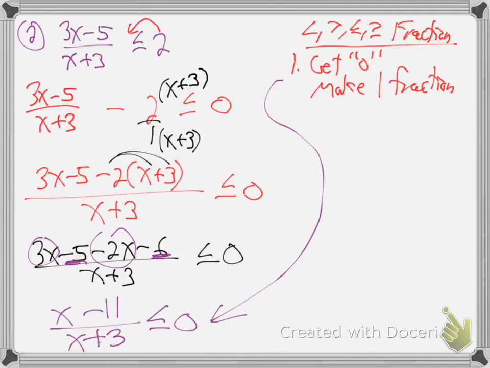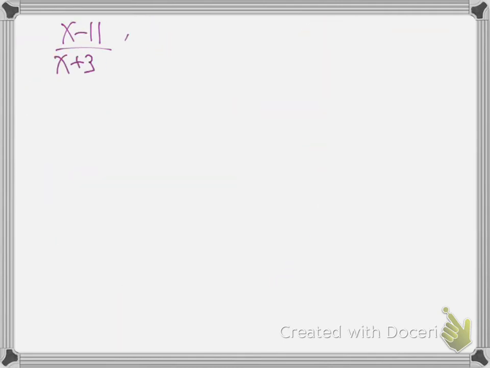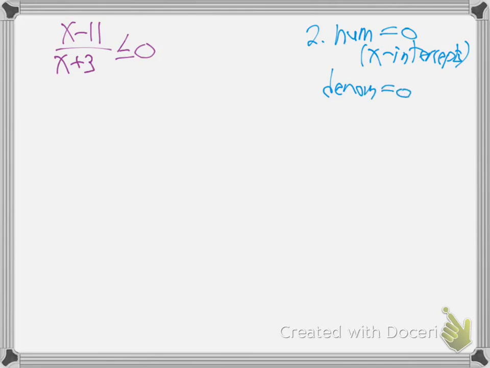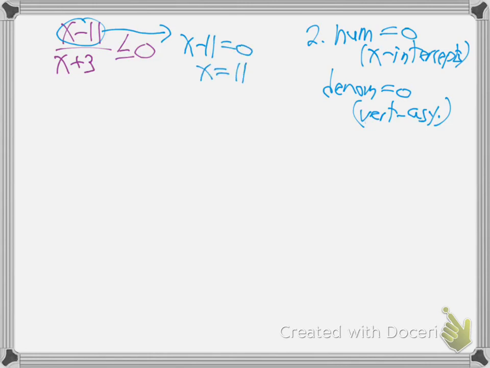Write it up here. x minus 11 over x plus 3 less than or equal to 0. So now we're on to step 2. Step 2 is numerator equal to 0, and that'll be x-intercepts. Denominator equal to 0, that'll be vertical asymptotes. So we take the numerator, x minus 11, where does that equal 0? That means x is 11, and then the denominator, x plus 3 is 0.